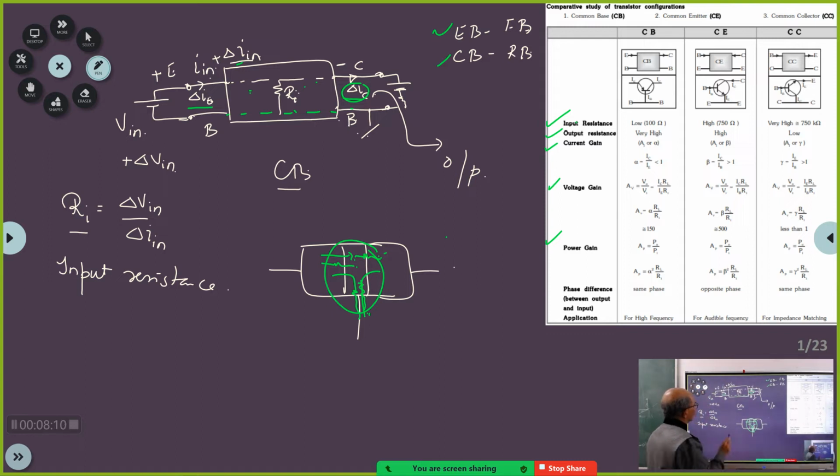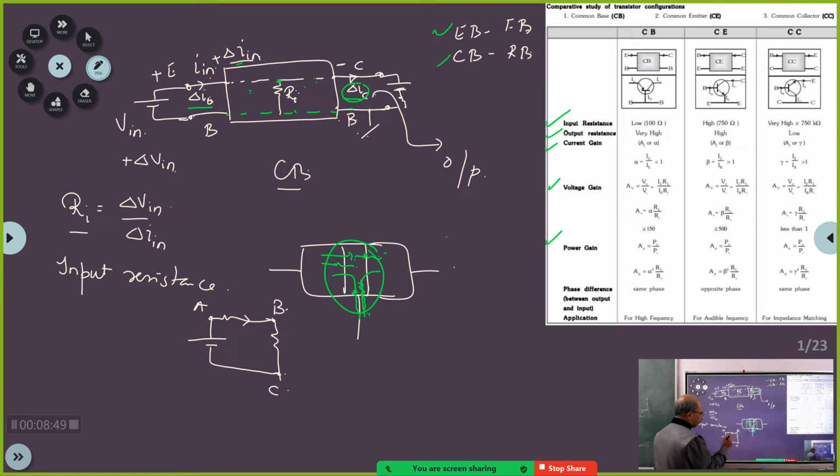Now look at this. Supposing this was open circuited, then the input resistance would have been simply V in upon I. But since the current is going like this, what happens to this voltage? Please understand this very carefully. I have a resistor here, and another resistor here, and supposing I have a voltage source. So what is this current? This point I will call A, this point B, and this point C.